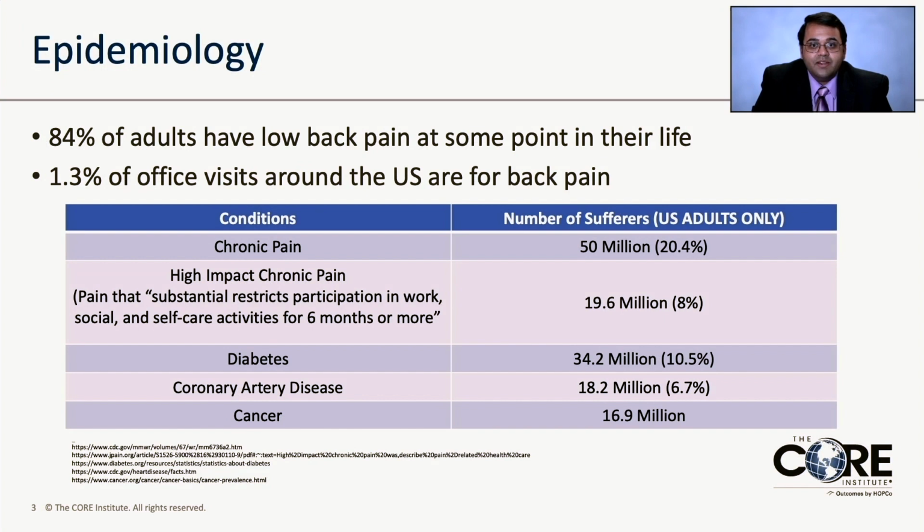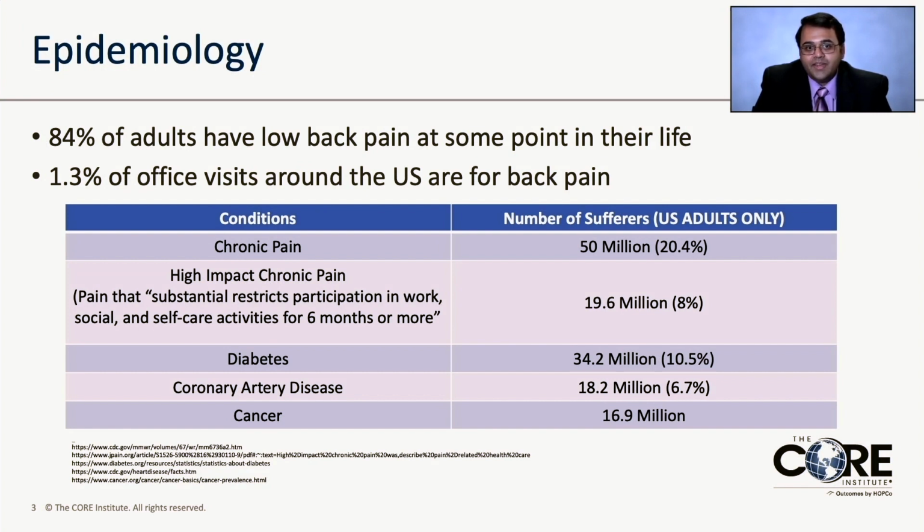Looking at the prevalence of back pain or any pain overall, just chronic pain, approximately 50 million people suffer from chronic pain on a daily basis. About 20 million, or 19.6 million, people suffer from high impact chronic pain. And what is high impact chronic pain? This is pain which really prevents you from working, interacting socially, doing any self-care activities for at least 6 months or longer. That's 8% of the population that we see impacted by chronic pain in this category.